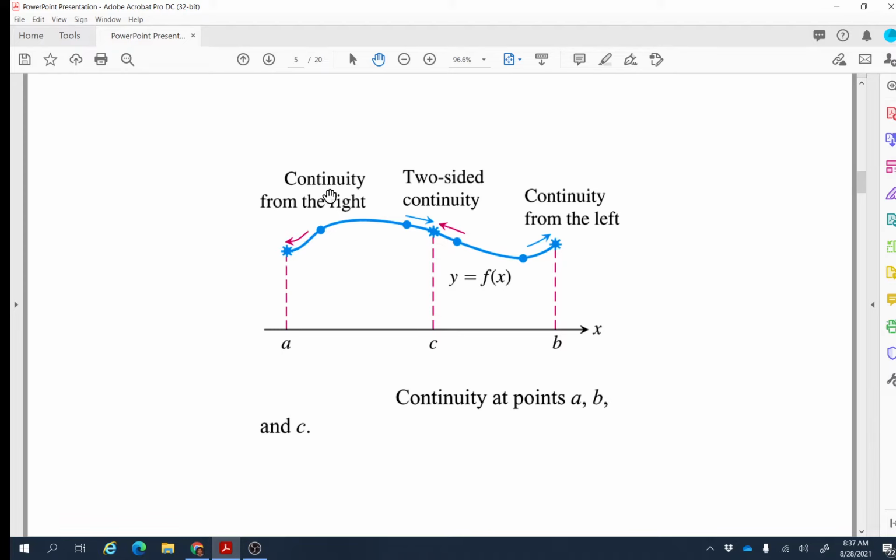So in this example, as you can see here, there is nothing to the left of a, and there is nothing to the right of b. So at point a, the function is called continuous from the right, because there is nothing on the left side. Similarly, this graph is continuous to b from the left. And in between a and b, the function is continuous from both sides, which is two-sided continuity.